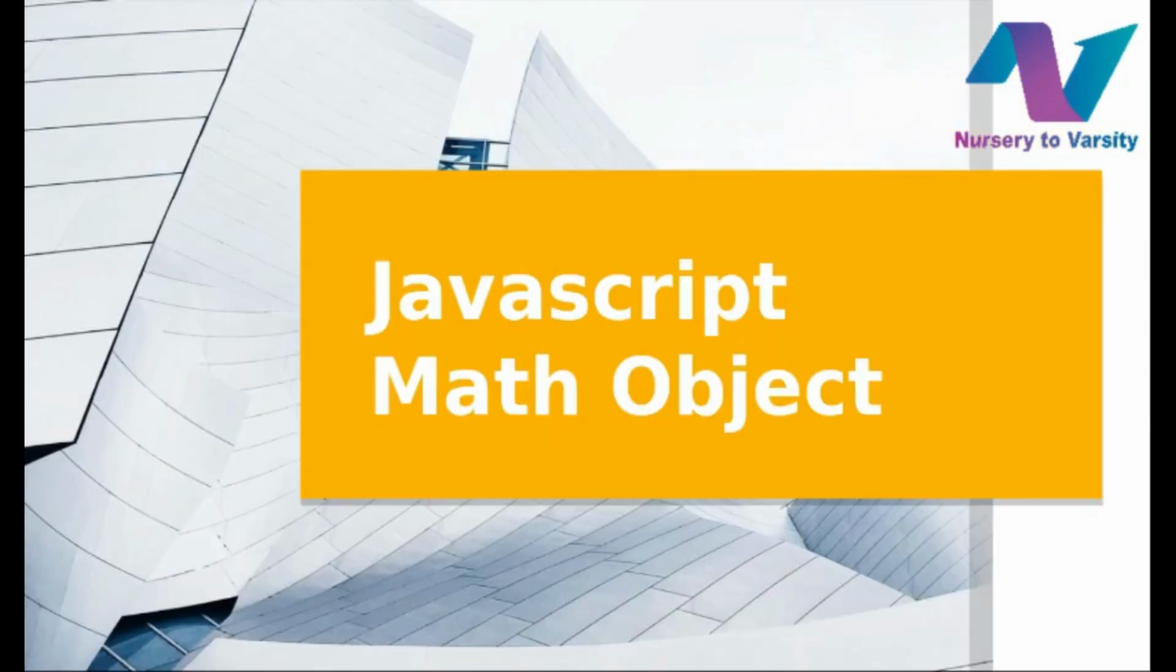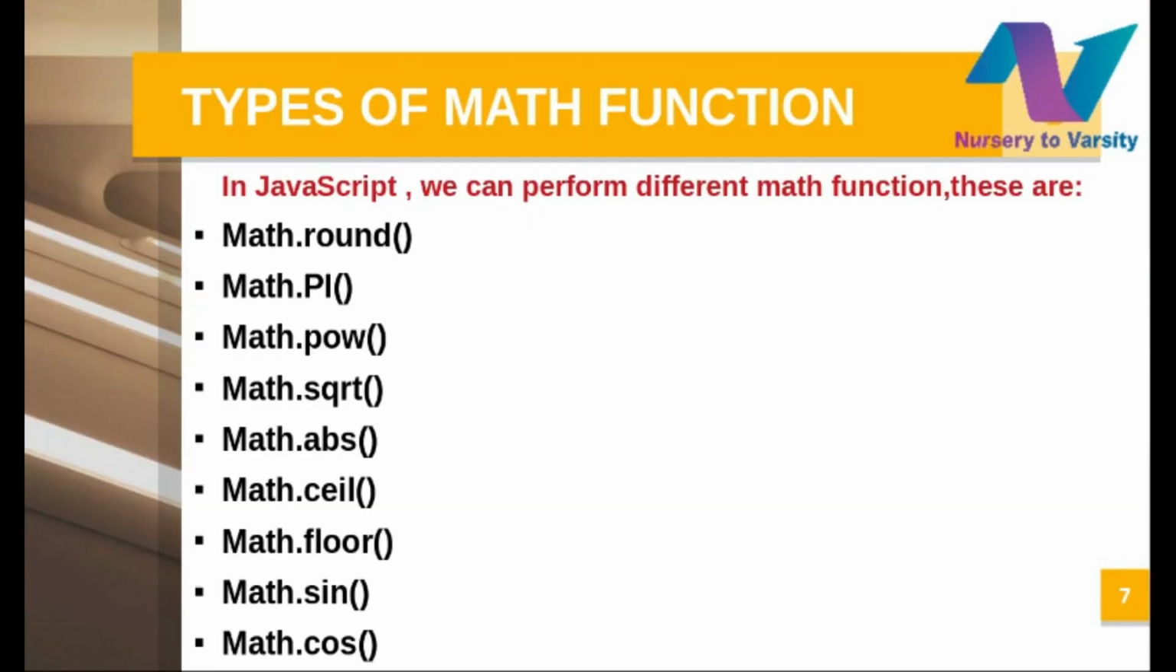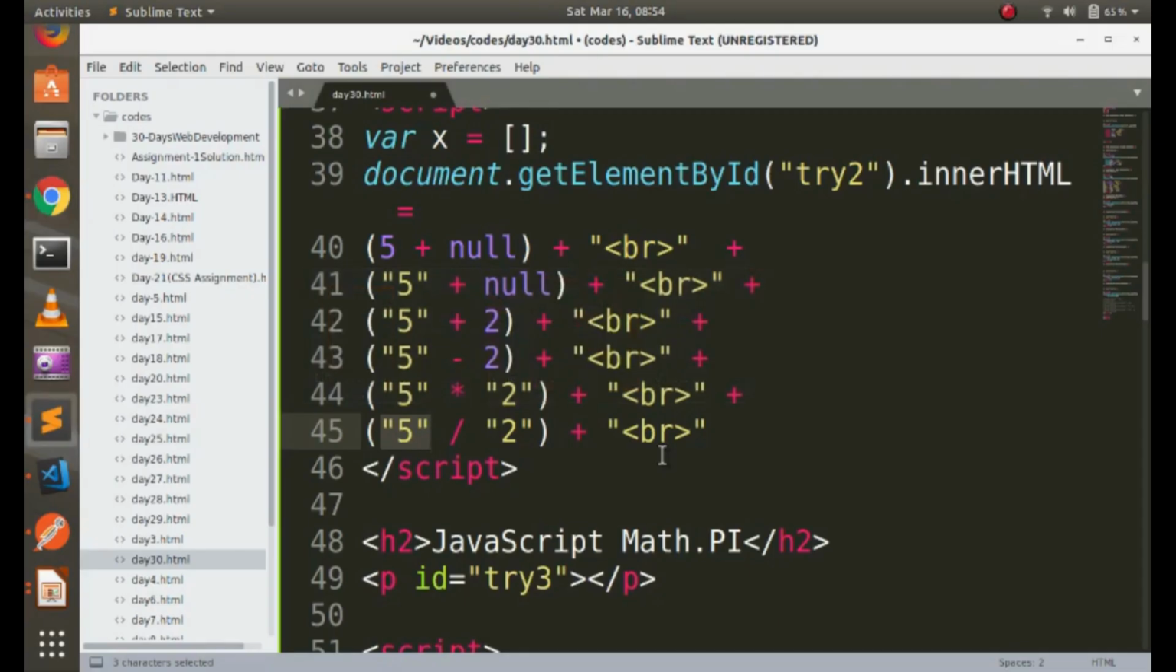Okay, let's have a look at the JavaScript Math object. In JavaScript we can perform different math functions. These are Math.round, Math.PI, Math.pow, Math.sqrt, Math.abs, Math.ceil, Math.floor, Math.sign, and Math.cos. There are more functions than I have written on this screen. There are many more. Let's have a look at some of them with the help of the code.